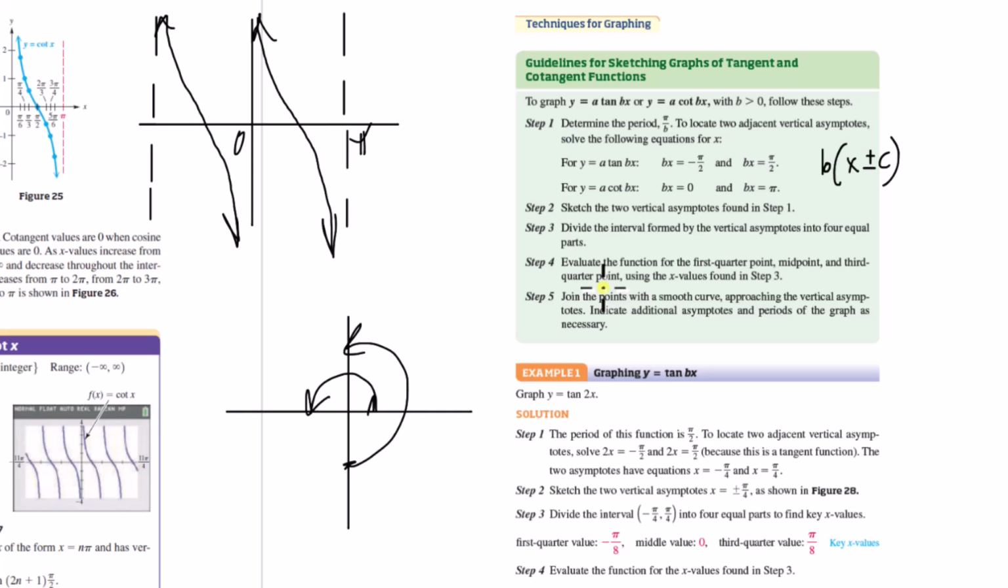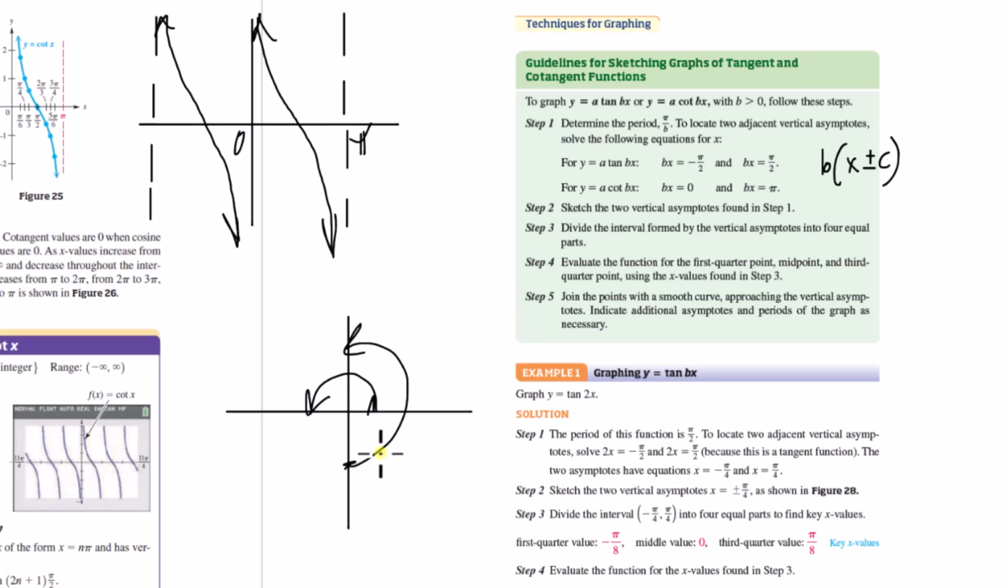Well, shouldn't the midpoint be the x-intercept for tangent or cotangent? I wonder why they're not saying that. Yeah, it definitely should be, because you've got your vertical asymptotes drawn, right? For tangent, that's the 2 verticals, and for cotangent, it's the 2 horizontals. So when you're halfway between the asymptotes, you're at 0. So yeah, it's going to be 0 at the midpoint.